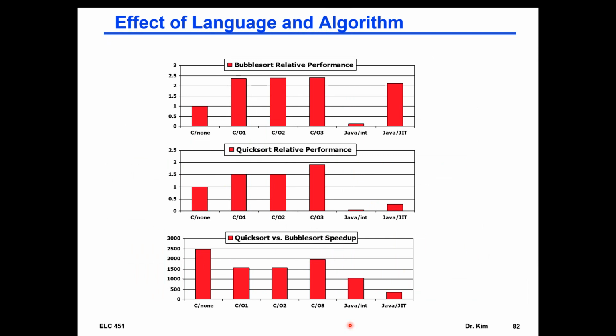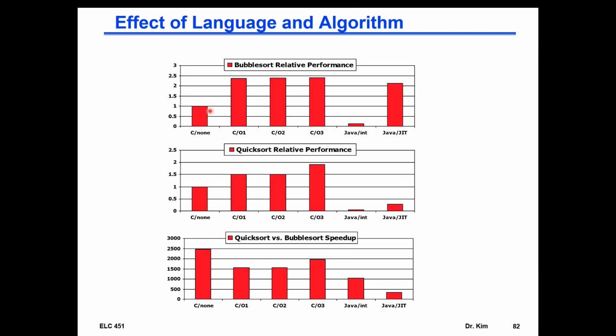The algorithm also has bearing on the efficiency and the performance of a specific program on a specific processor. So here we're looking at implementation algorithms of the sorting procedure. We have bubble sort and quicksort. Here we have bubble sort with no optimization, with a different optimization, with Java, and Java with the just-in-time compiler.